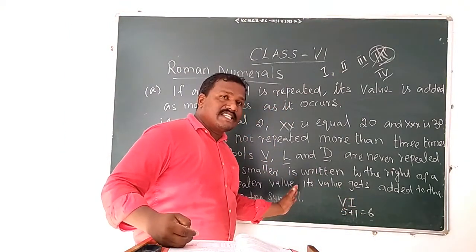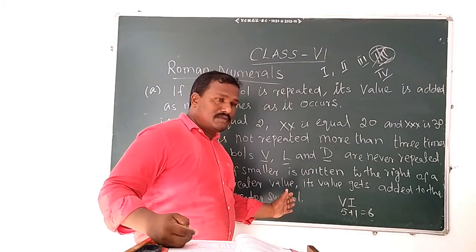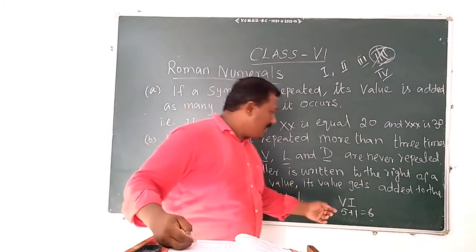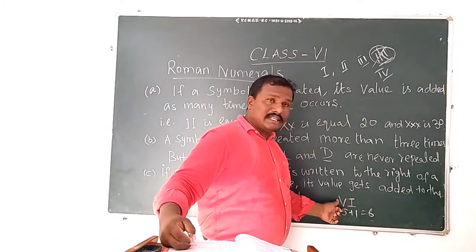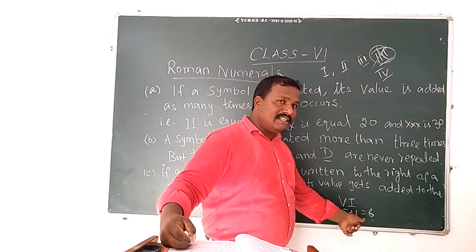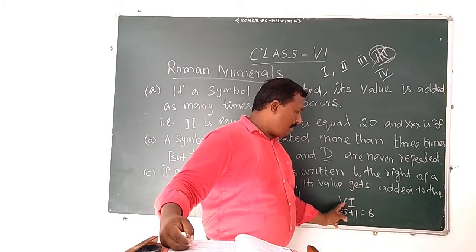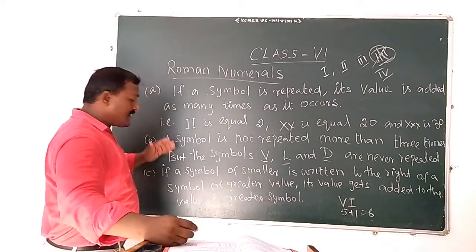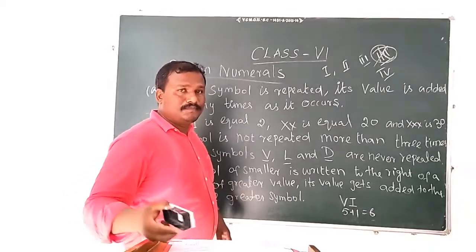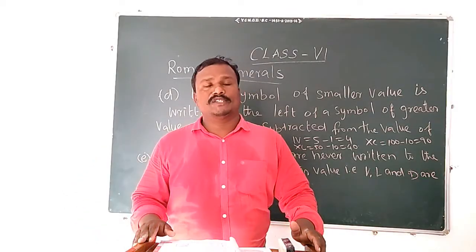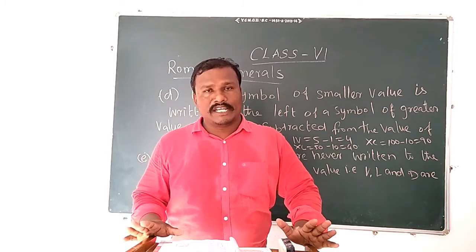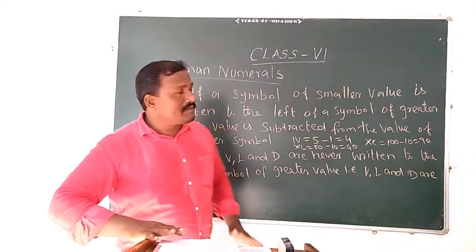We are going to discuss the next rule, the fourth rule. If you put it on the left side, it's going to be subtracted. We will see that. But for now, you know that when a smaller value symbol is written on the right side of a greater symbol, the value is added: 5 plus 1, 6. Okay, that's the third rule. Okay, students, I told you that when you write Roman numerals, we have rules. We already saw 3 rules. 2 rules remain. We will talk about that.